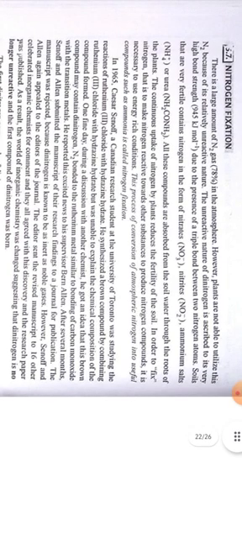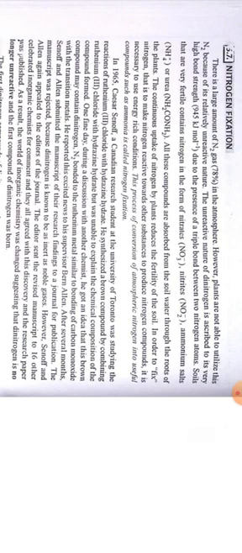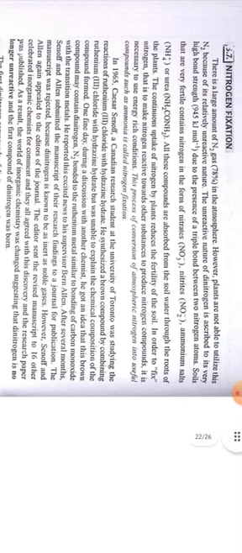Soils that are very fertile contain nitrogen in the form of nitrates NO3-, nitrites NO2-, ammonium salts NH4+, or urea NH2CONH2. All these compounds are absorbed from the soil water together to the roots of plants. The continuous uptake of nitrogen by plants reduces the fertility of the soil.